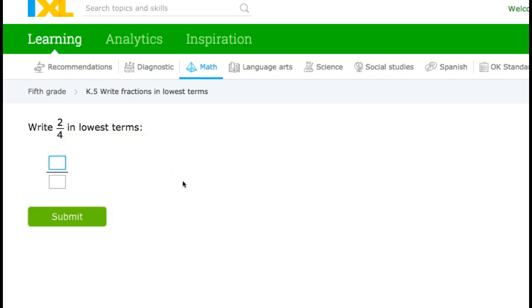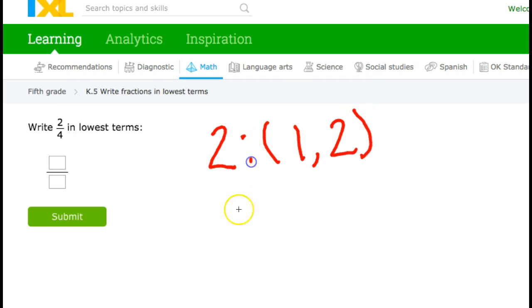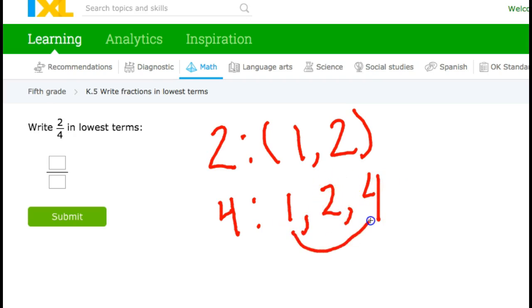Now we're writing 2/4 in lowest terms. So again, my factors of 2 are 1 and 2. My factors of 4 are 1, 2, and 4. Now, why don't I have this 2 in there twice? I don't need it. 1 times 4 equals 4, and 2 times itself, remember that? Square numbers, 4. So again, our greatest common factor here is 2.